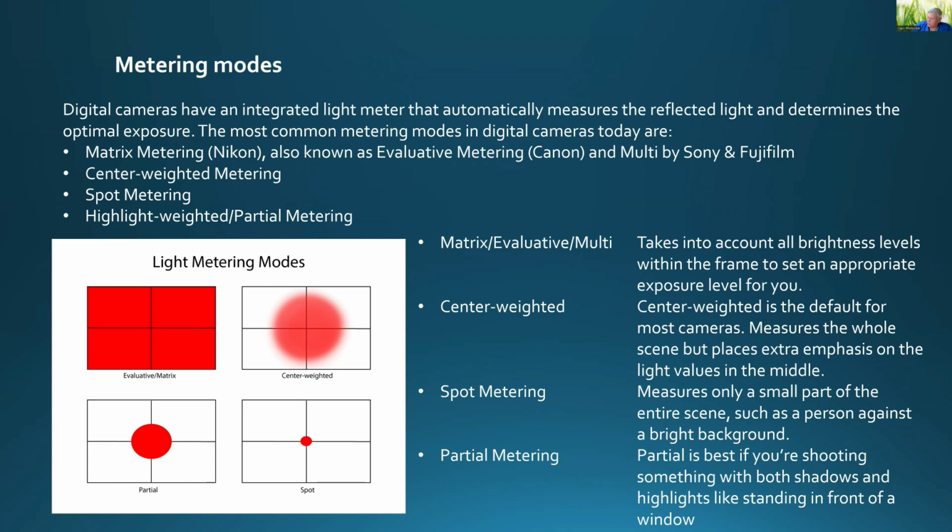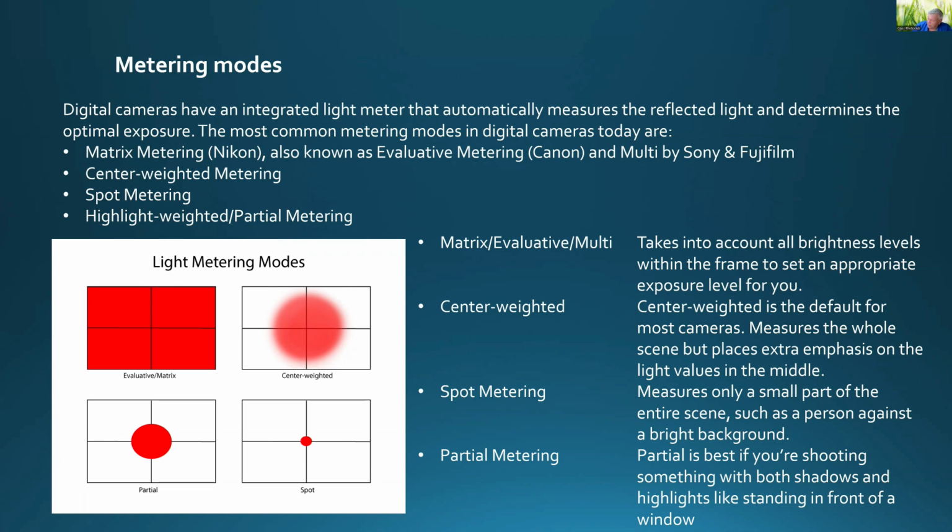So the first one depends on what type of camera you have and what it calls it. Matrix, I believe, is a Nikon term. There's evaluative and multi. So depending on whether you have Canon or Sony or Nikon, it's going to be called something different. Basically, it takes into account the entire scene to decide how much light you're going to need. So as you can see in that box, that's the entire thing that's red.